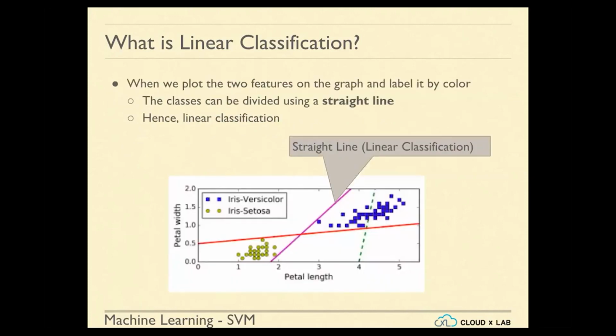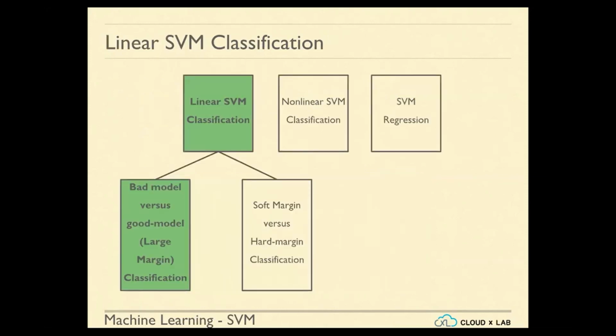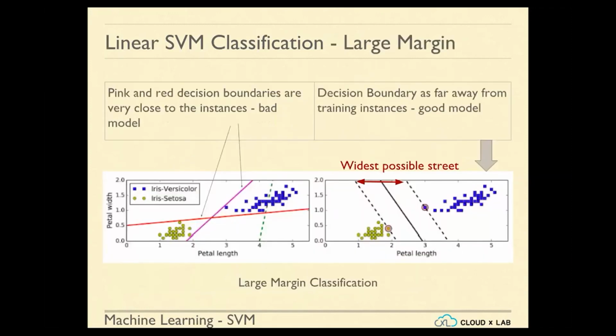Now, when we plot the two features on the graph and label them by color, the classes can be divided by a straight line. Hence, we call it linear classification. And you can see these are the straight lines that we are trying to draw. Now, first, what we are going to understand in the case of SVM is what it means by a good model and a bad model, right? This is the only important part I found about SVM that we need to learn. Now, here, the pink and red decision boundaries are very close to the instances.